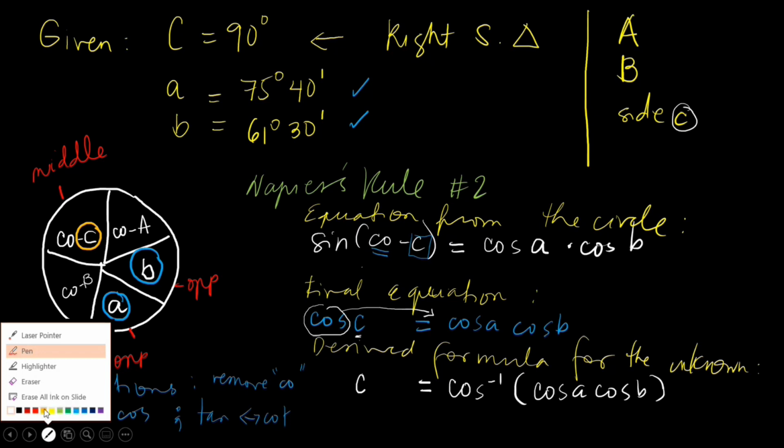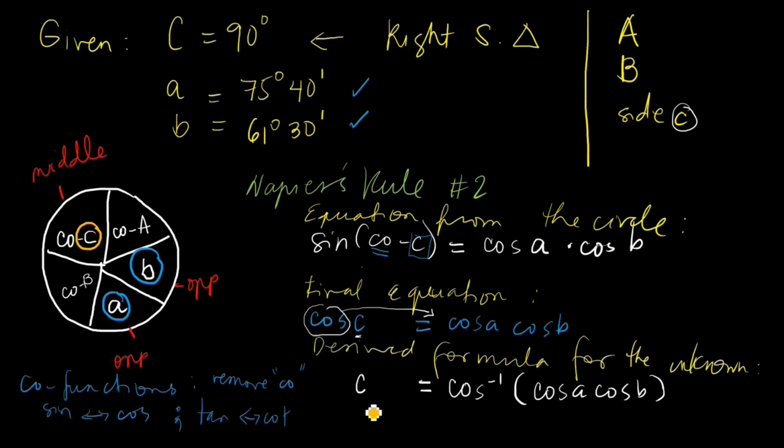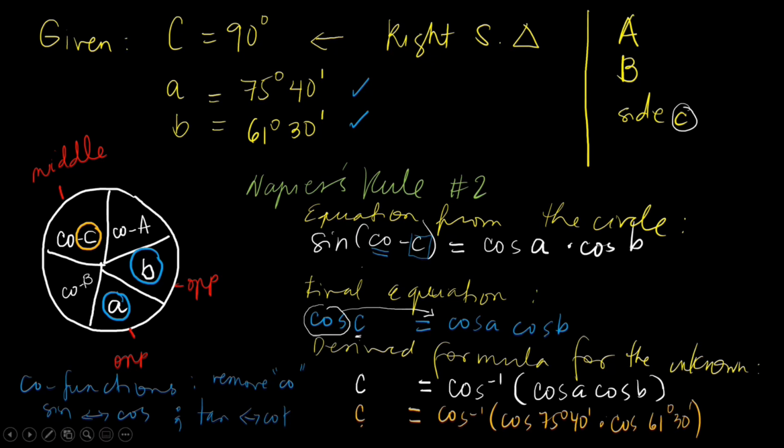So let us substitute in order for us to solve the triangle, one of the parts of the triangle. So our cosine of A is cosine of 75 degrees and 40 minutes times cosine of 61 degrees and 30 minutes. Okay? So input it in your calculator. In inputting in your calculator, remember your calculator should be in degree mode.